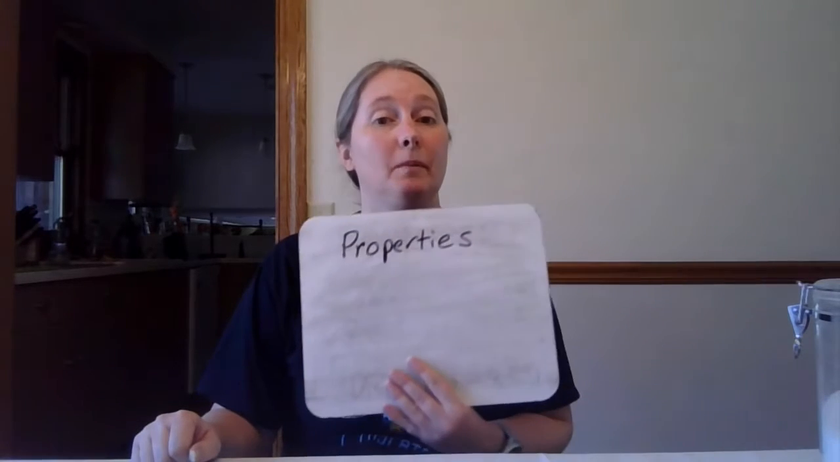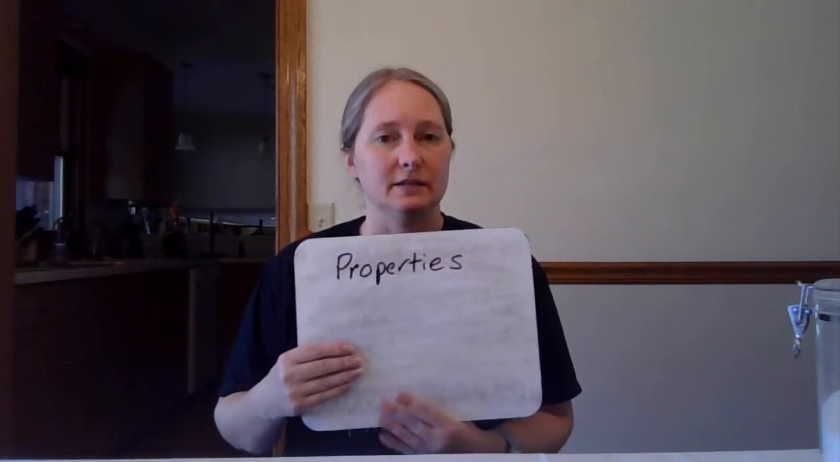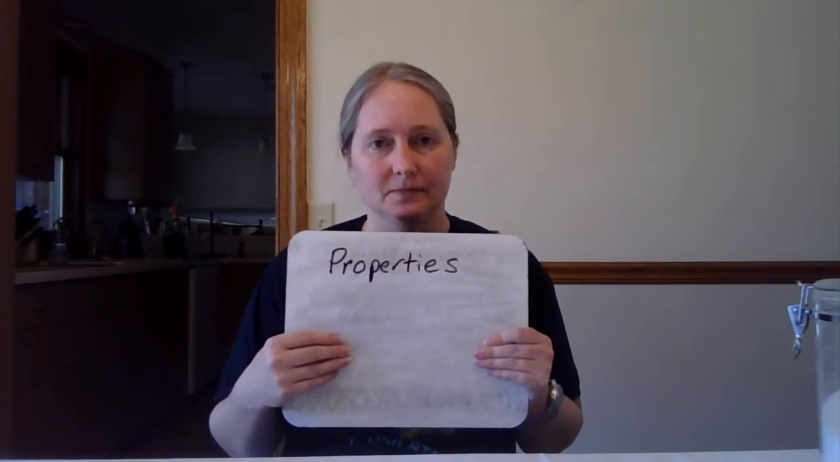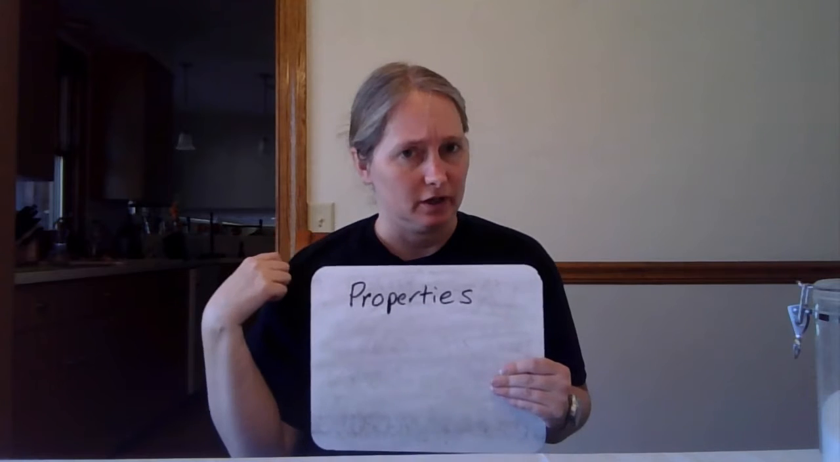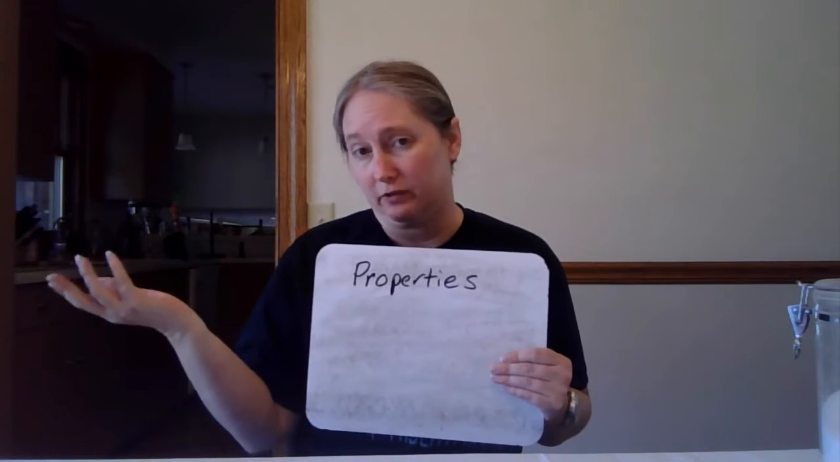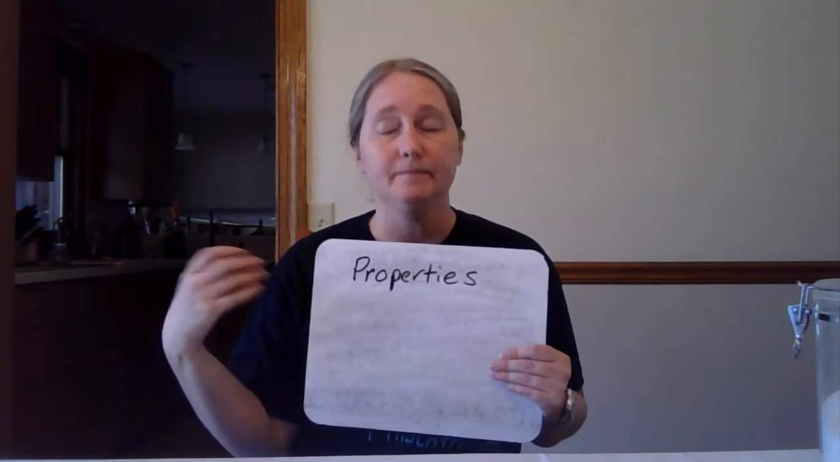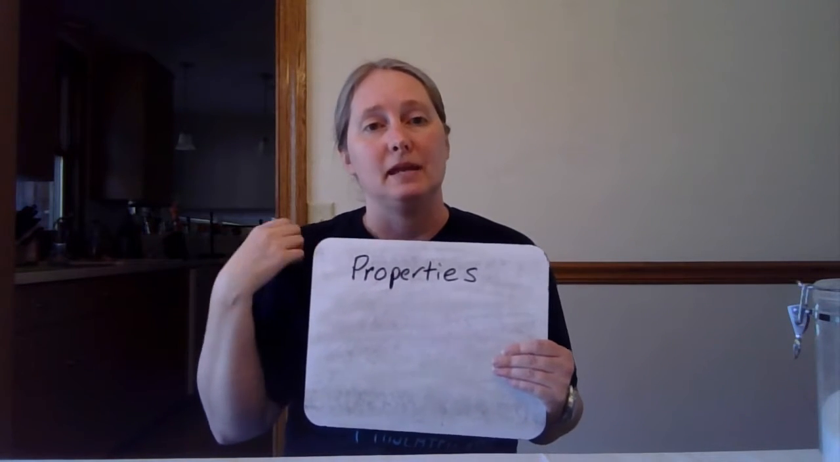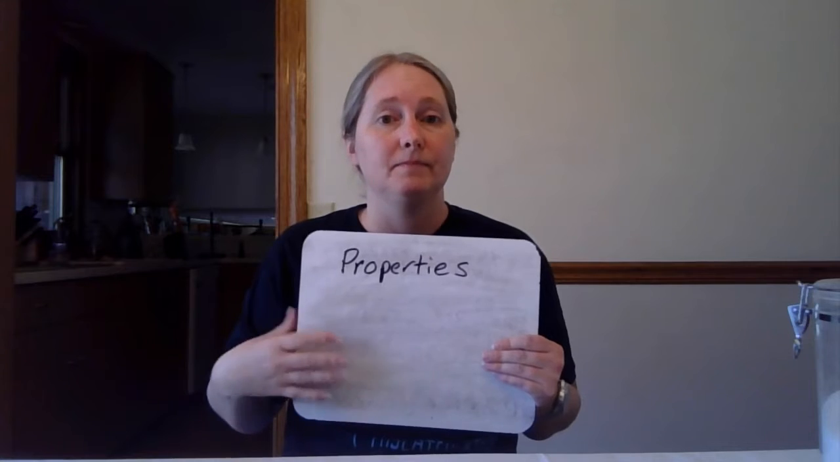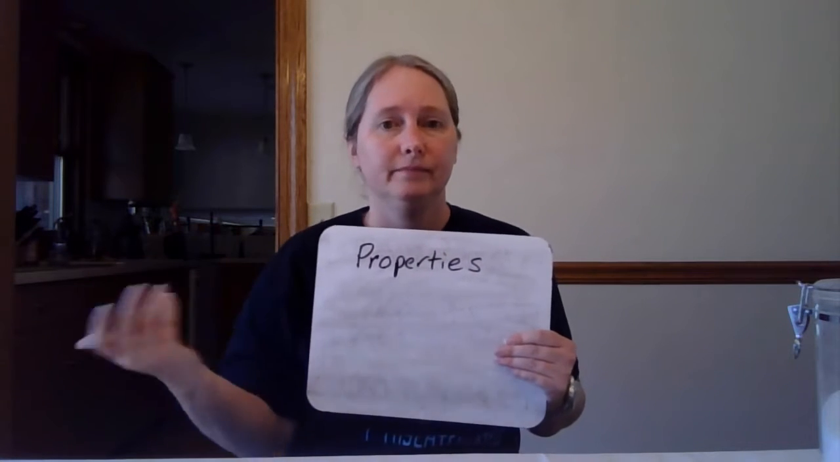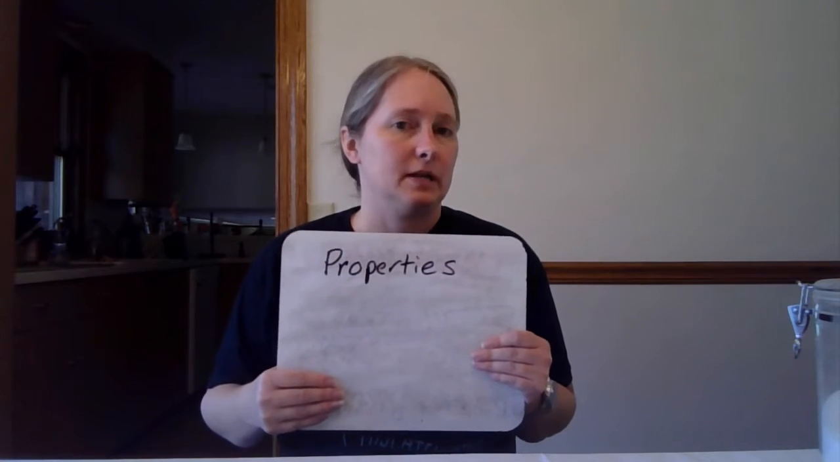Hey guys, today I want to talk to you a little bit about something called properties. Properties are different qualities of items. So for instance, my shirt is black, that's a property. Color is a property. Texture, it's soft, that's a property. It's made of cloth, that's a property. It's not really shiny. Those are all properties.